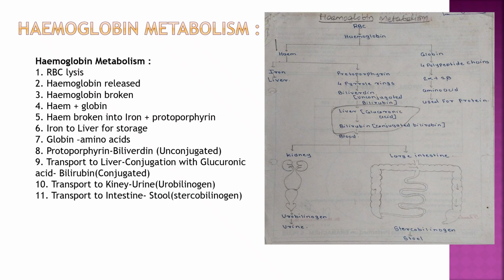Some part of the conjugated bilirubin will go to the kidney through circulation, and then it is converted into urobilinogen and it is excreted in the urine. So this is all the hemoglobin metabolism, that is the breaking down of hemoglobin, and then excretion of the unwanted part of the hemoglobin by pigments, that is stercobilinogen and urobilinogen.